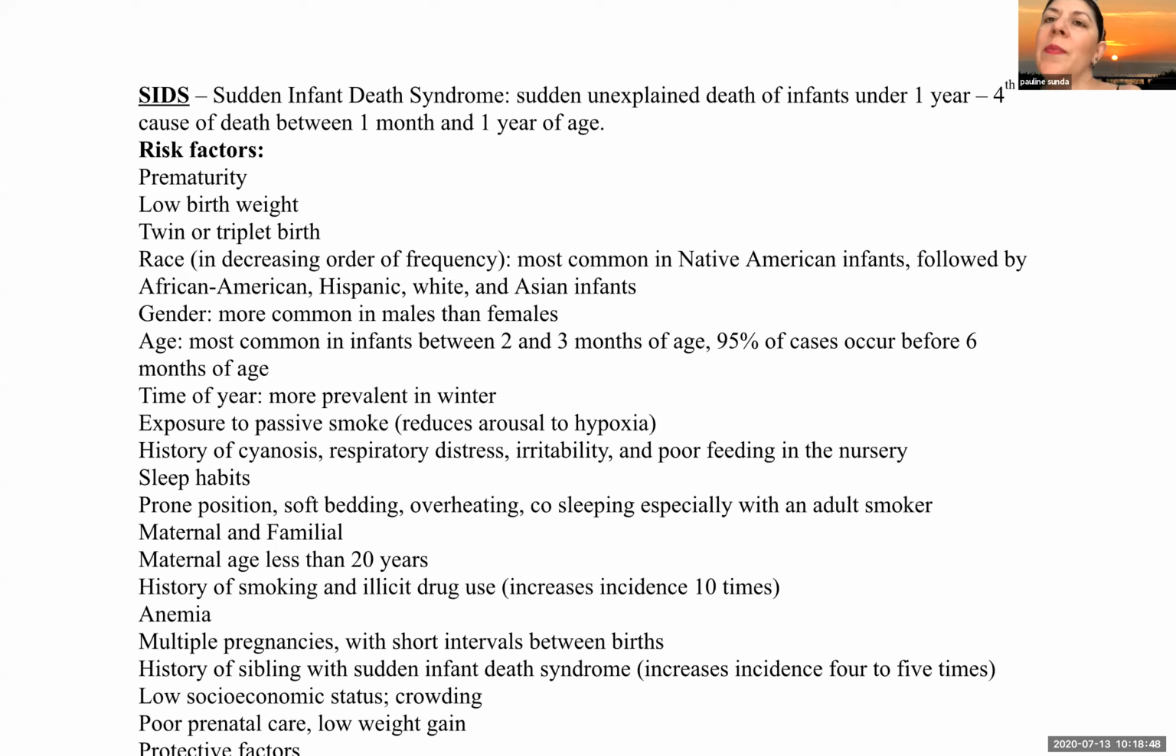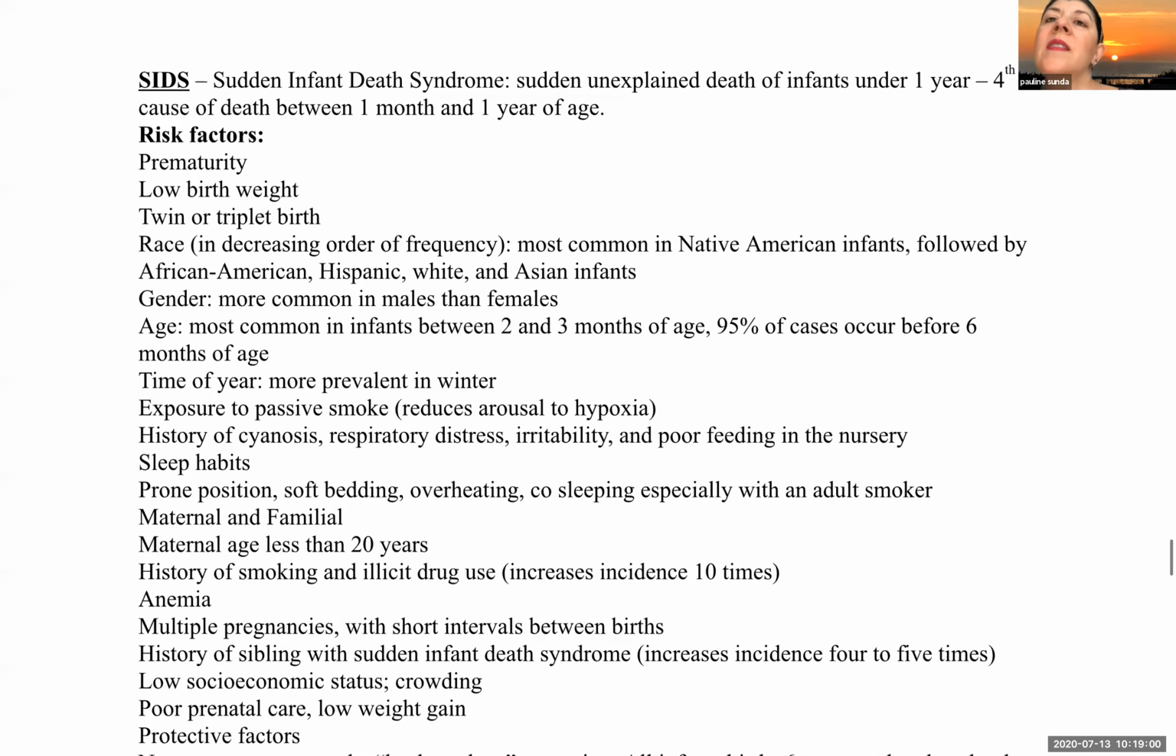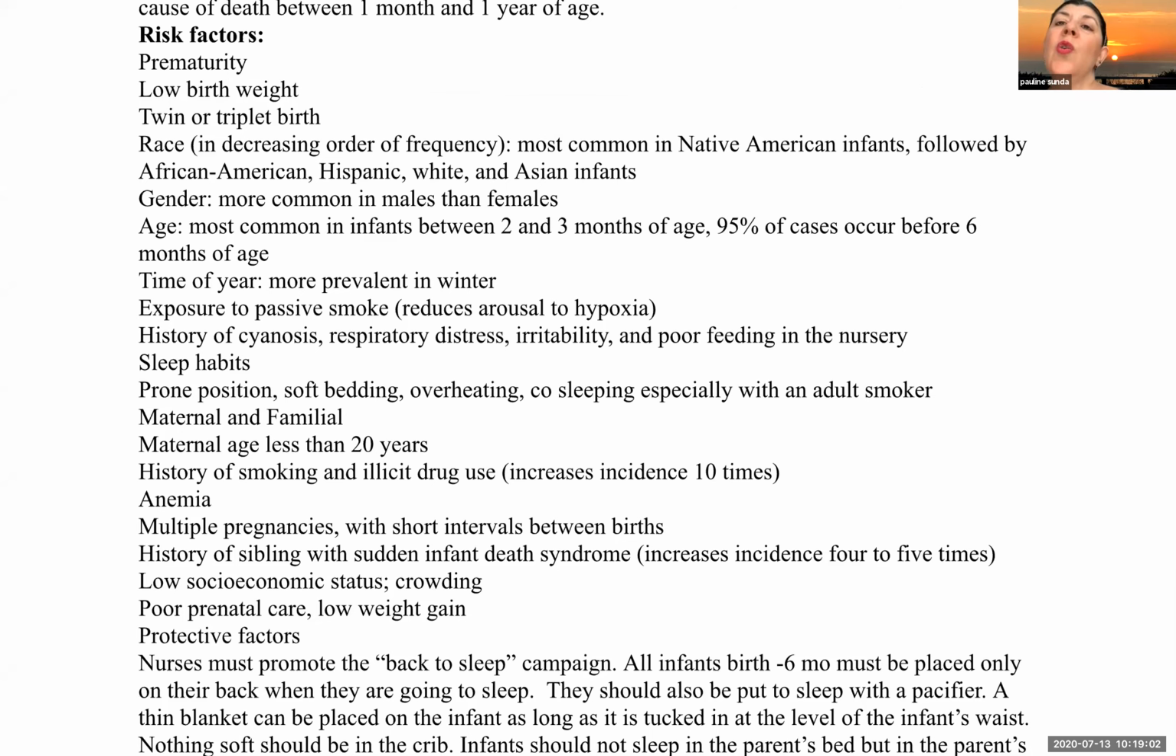Next, we're going to talk about SIDS, Sudden Infant Death Syndrome. This is a sudden unexplained death of an infant under a year of age. It's the 4th cause of death between 1 month and 1 year of age. Some risk factors include low birth weight, prematurity, are they a twin or triplet? Race in decreasing order frequently includes first Native Americans, followed by African Americans, Hispanics, whites, and then lastly Asian infants.